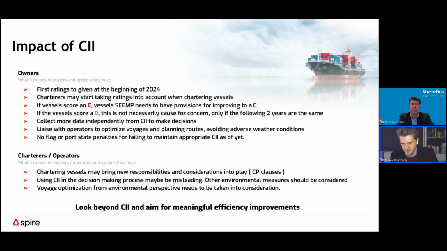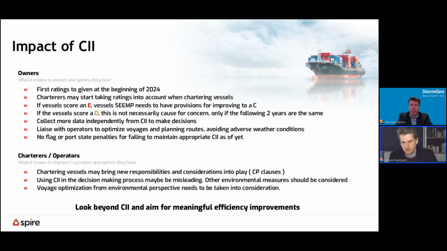So from that, I just wanted to go back into the impact of CII, what it means for both the owners and the charterers. So first of all, for owners, an important thing to keep in mind, obviously, is that the reporting period has started now for 2023, and the first rating will be given based on the data collected in 2023 at the beginning of 2024. So that's the first time a rating will be given.